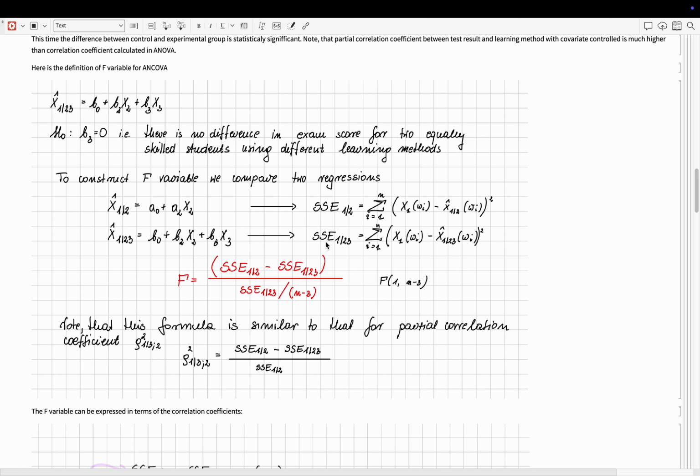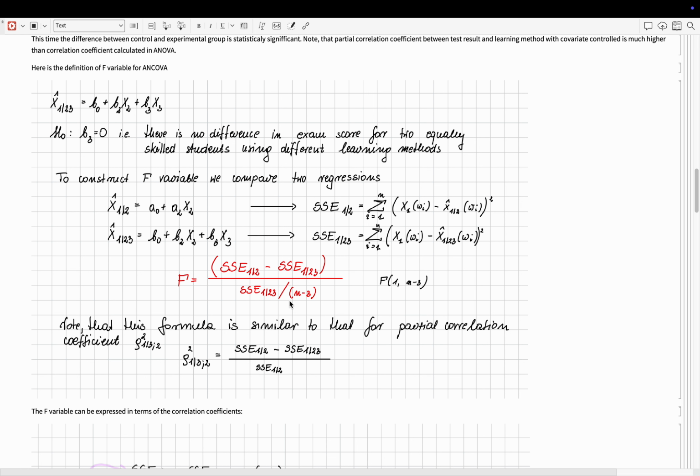If we want to measure how valuable the information given by the experimental variable is, we can take the difference of the sums of squares of errors and compare it to something, because those numbers are relative, of course. So we have to compare them to something. And as usual in constructing an F-type variable, we compare it to the full model sum of squares of errors. And we have to take into account the degrees of freedom.